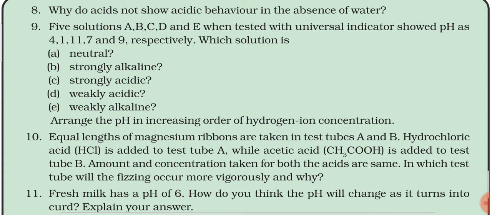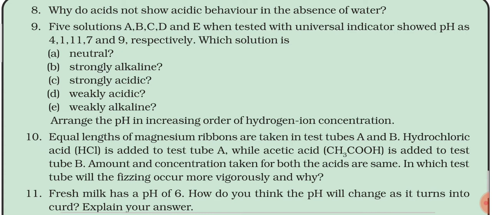Now question number 10 is, equal lengths of magnesium ribbons are taken in test tubes A and B. Hydrochloric acid, HCl, is added to test tube A, while acetic acid, CH3COOH, is added to test tube B. Amount and concentration taken for both the acids are same. In which test tube will the fizzing occur more vigorously and why? So this question is also very easy.